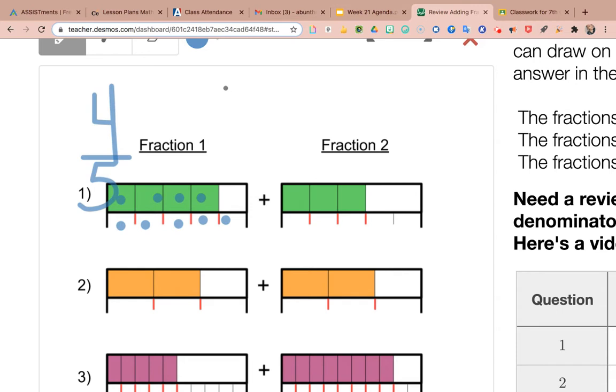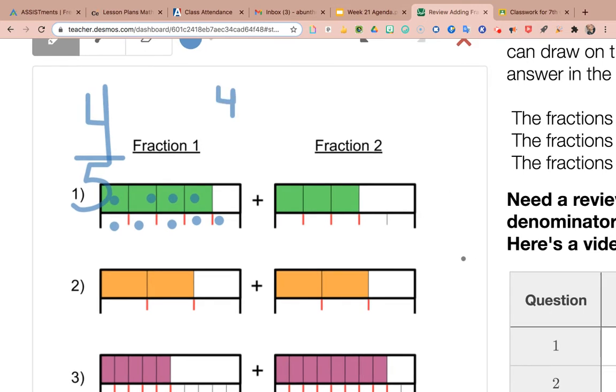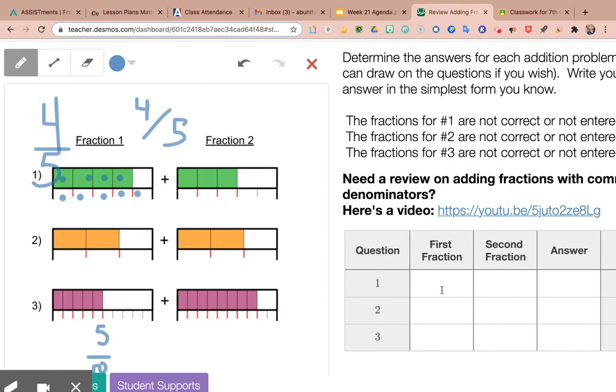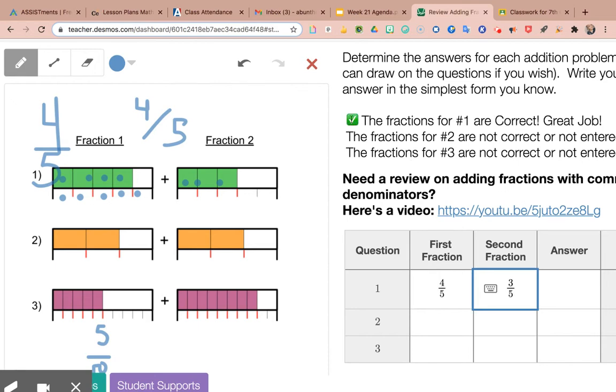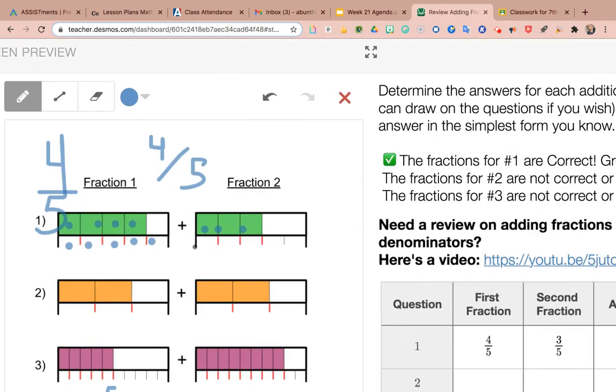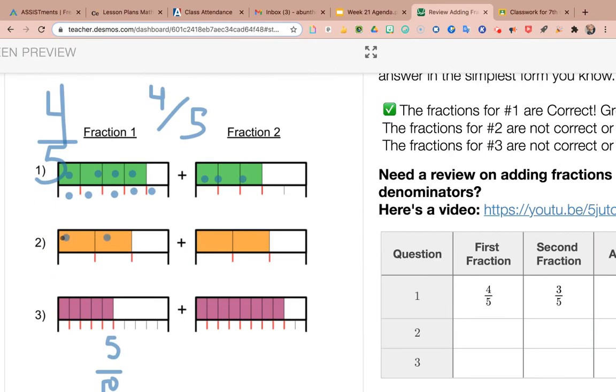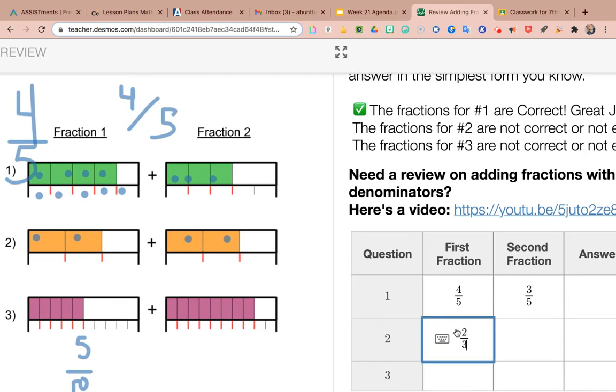So 4/5. Remember, when you're typing it in your table, you got to use the slash button on your keyboard. So over here, I would type 4/5 for the first one. The next one is 3 out of 5. And then it will tell you that your fractions are correct and you're ready to add them. So this one would be 2 out of the total of 3. This one would be 2 out of 3. And so you would just write that on here.